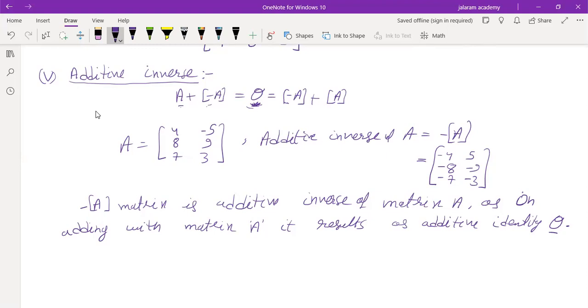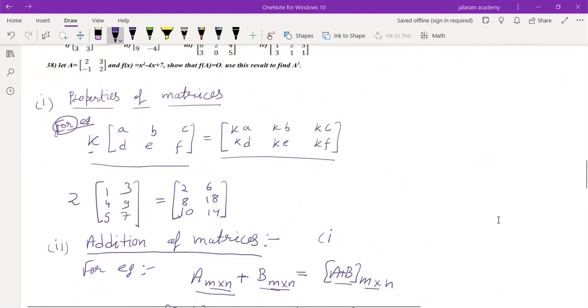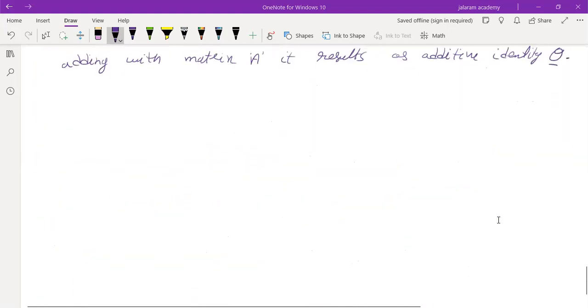Yes, sir. Any doubt? No, sir. So all these are the properties of addition of matrix. Okay. So have you understood the meaning of addition of matrix? Yes, sir.